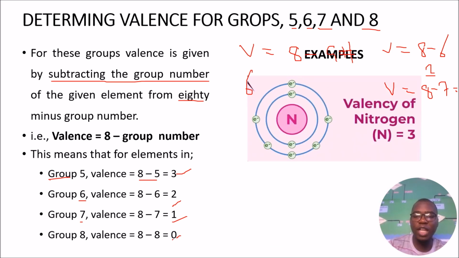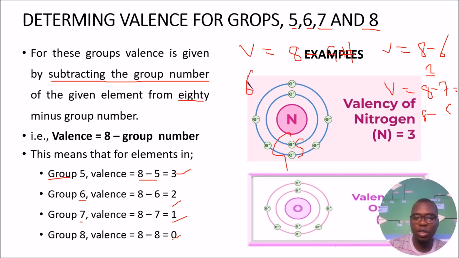A few examples here. We have nitrogen, which is in group 5. That's why it's 8 minus 5, giving us a 3. We look at oxygen, which is in group 6. So it's going to be 8 minus 6, which we'll find to have a valence of 2.